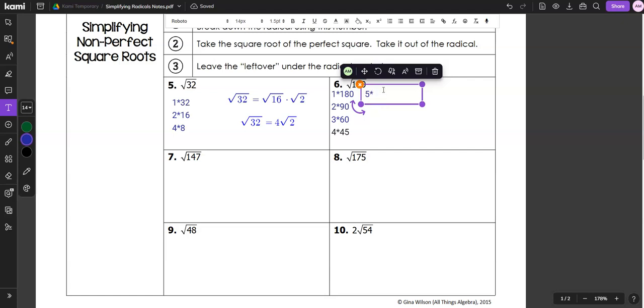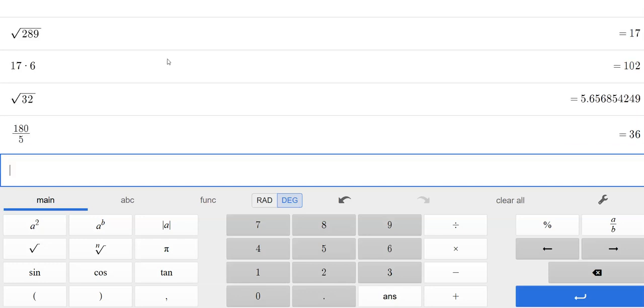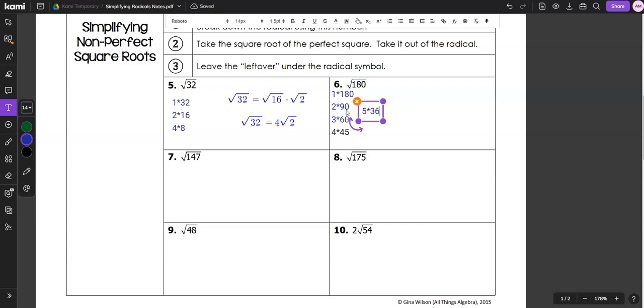Okay, we have 5 times, let's see, 6 times 36. And when we finally get a good perfect square on the right-hand side in the big numbers, we can stop. Let's just double check. 180 divided by 5 is 36. 36 is our first perfect square on the right-hand side of the column. I said left hand, but I meant right hand. 180 is not, 90 is not, 60 is not, 45 is not, but 36 is.